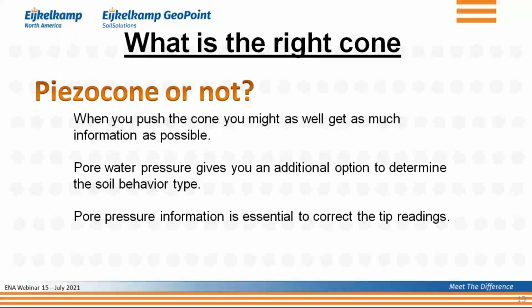The more information you get, the more you know, the better your interpretation of those results are. And I'll come to that in a second some more. Secondly, pore water pressure gives you an additional option to determine the soil type behavior. Again, more information gives you a better understanding. But in this case, by getting the pore water pressure, you have 2 independent parameters, 2 independent methods to actually figure out what the soil behavior type is. And then finally, the pore pressure information is essential to correct the tip readings. But let's look at those 3 elements one at a time.